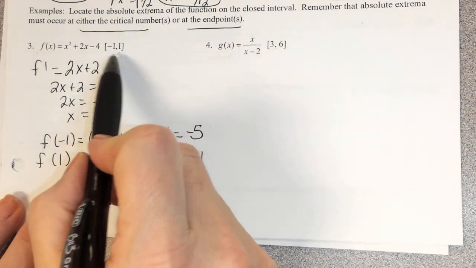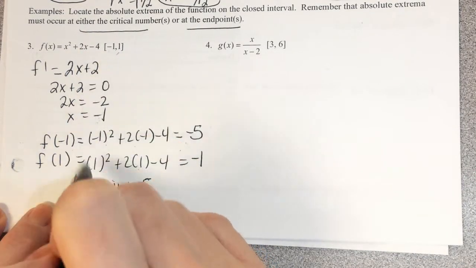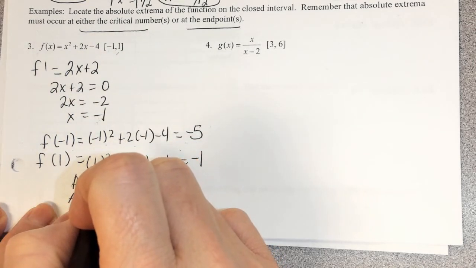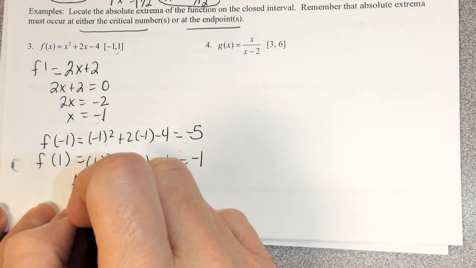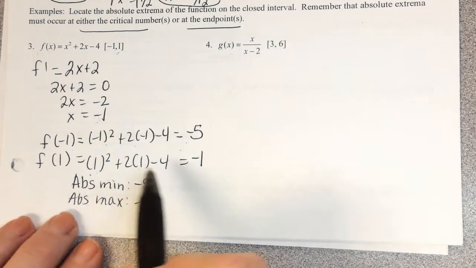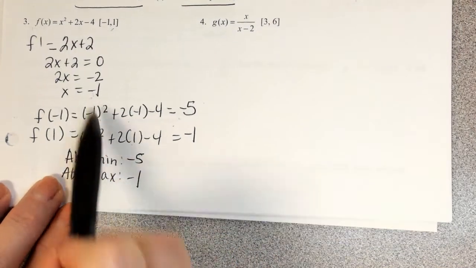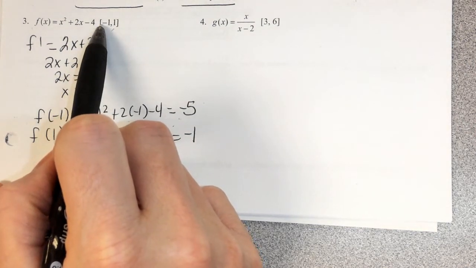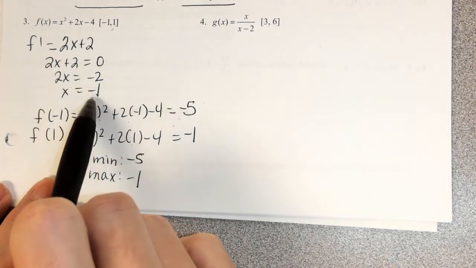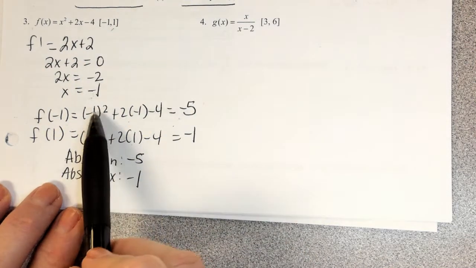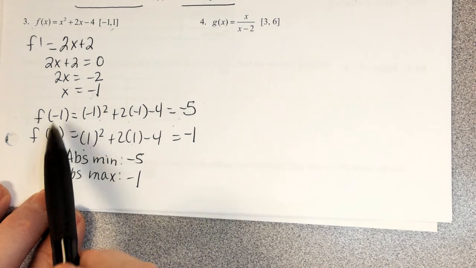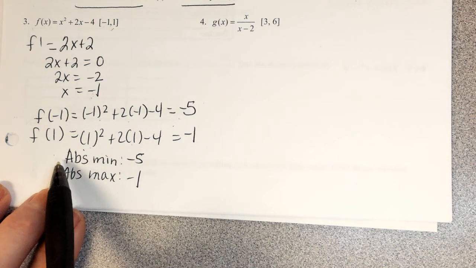The endpoints. So you always have to plug in the endpoints and the critical number back into the original. Yeah, I have to plug it in. Guys, it just so happened in this case that this critical number was also an endpoint. It wouldn't have to be. Like, if our critical number had been 0, then I would have had to check -1, 0, and 1. See, I have to check the critical numbers and the endpoints. Okay?